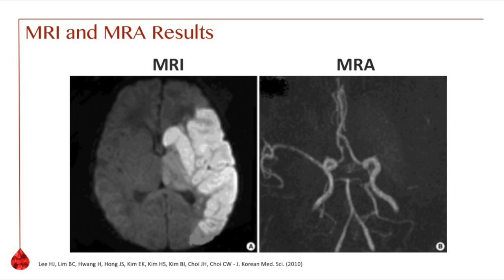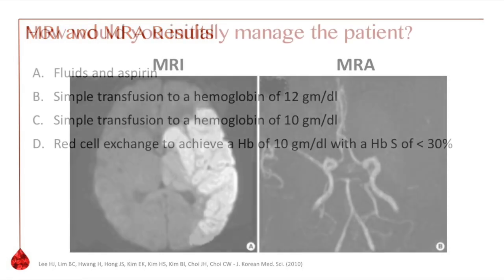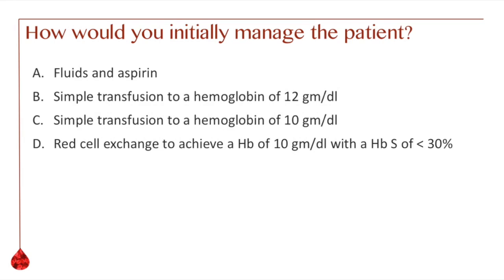A diagnosis of acute thrombotic stroke was made and therapy was planned. Would you treat the patient with A, fluids and aspirin, B, simple transfusion to a hemoglobin of 12 grams per deciliter, C, simple transfusion to a hemoglobin of 10 grams per deciliter, D, red cell exchange to achieve a hemoglobin of 10 grams per deciliter with less than 30% hemoglobin S?